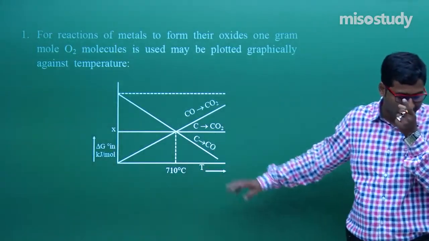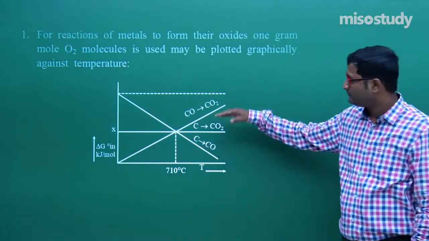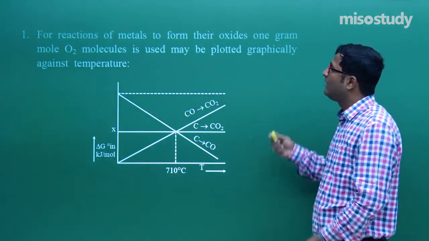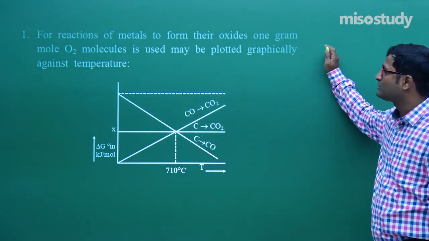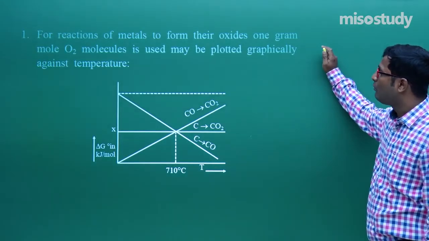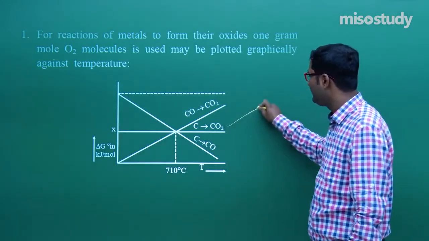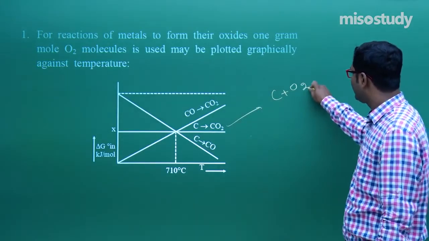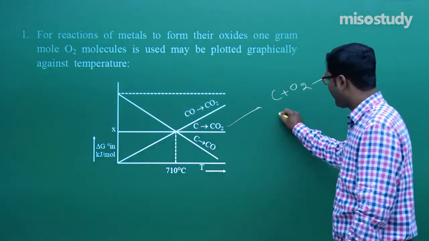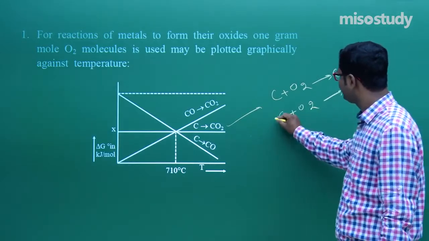Look at this, this is an Ellingham diagram. What do we observe by looking at this diagram? Listen to the question carefully. For reactions of metals to form their oxides, 1 gram mole of O2 is used, and may be plotted. That is 1 gram mole here: C plus O2 gives you CO2. Okay, sir. And C plus O2 gives you CO, balanced.